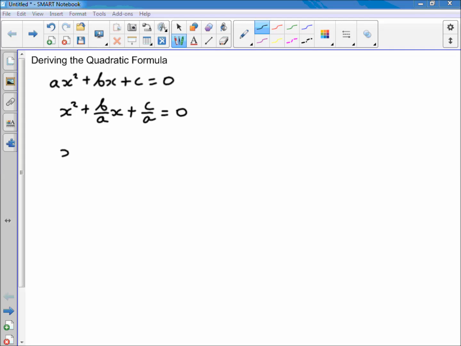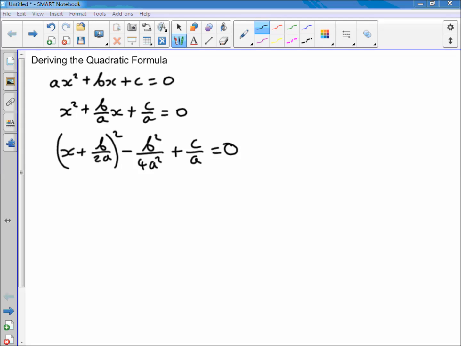And then I'm going to have x plus half of b over a, so b over 2a, all squared. So if I expand that, I'm going to get x squared plus b over a x plus b squared over 4a squared. So I need to get rid of that b squared over 4a squared. So minus b squared over 4a squared. Again, if you're not sure how I got that, go away and revise completing the square, because all I did there was complete the square. Plus c over a, that equals 0.